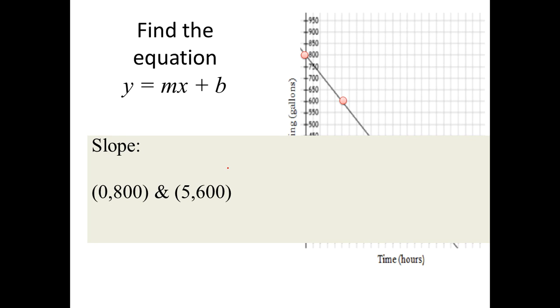That first one is 0, 800. That's this one here. My second one is 5, 600. And I know it's 5 because I counted earlier, but I can count my lines here. 1, 2, 3, 4, 5. Okay? Make sure you have that.